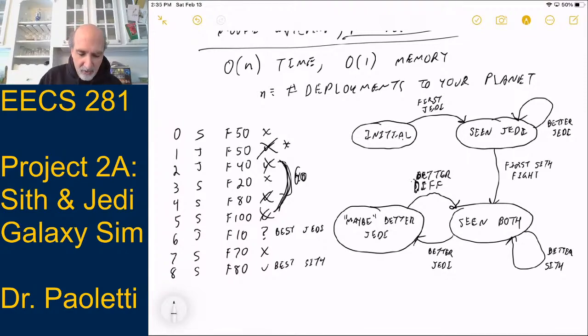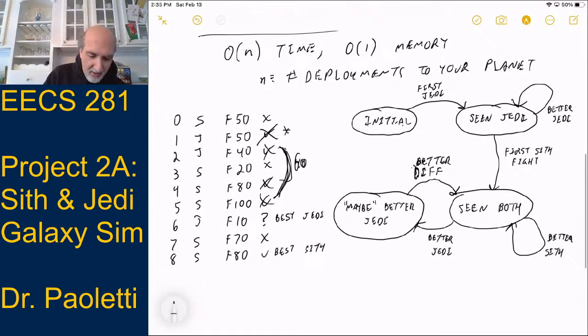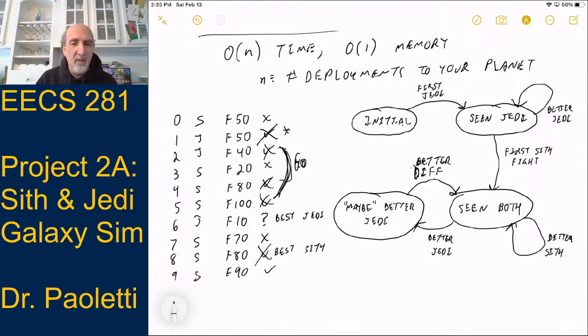Now, what if, let's do one more. What if I had at time 9 a Sith with force 90? Oh, this one's better. I would just replace that one and I'd stay in the seen both state. So that one wouldn't cause a state transition, it would just stay there.